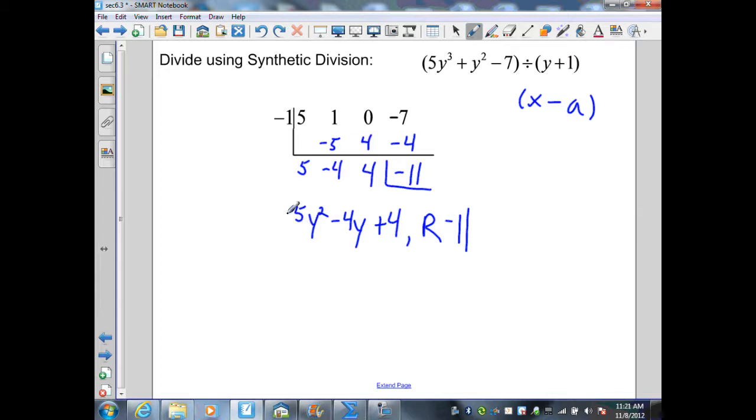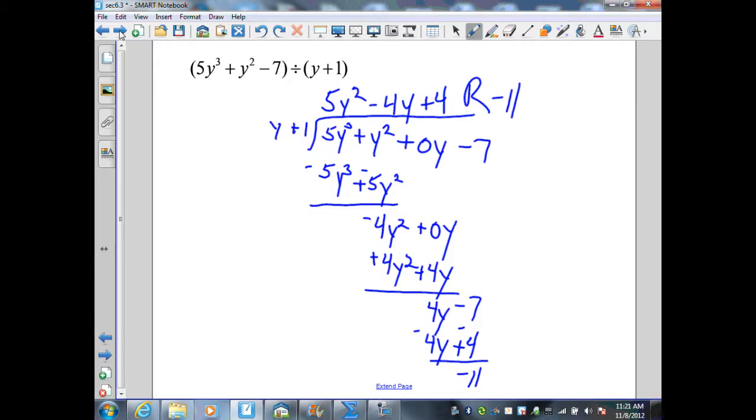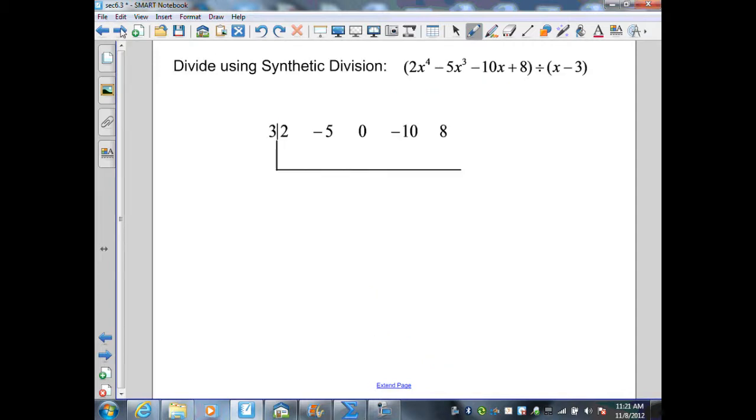Now, I just want to verify that I get the same solution if I use long division. So let's take a look at the long division method. And notice I still get 5y squared minus 4y plus 4 with a remainder of a -11. And this is the procedure we used in 6.3 part 1. Let's take a look at another example.